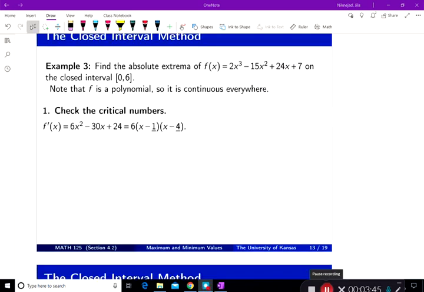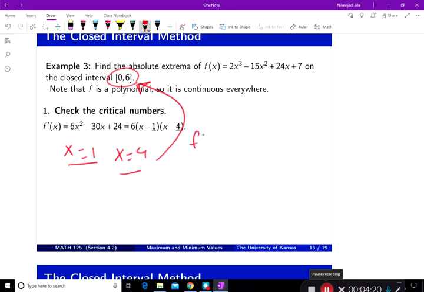So now that we factored, we see that at x equal to 1 and x equal to 4, f prime is going to be 0. And that means that x equal to 1 and x equal to 4 are the critical numbers of f. And looking at this interval, both this one and this one belong to that interval. They're within that interval. So the best way is to check the value of f.